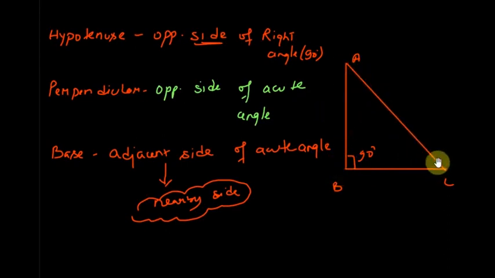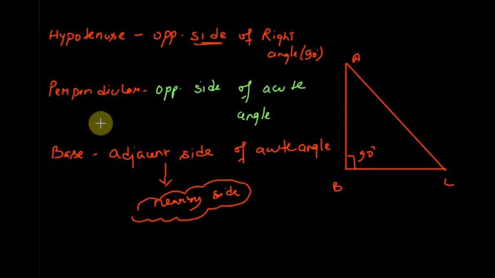What about the adjacent sides to angle C? The adjacent sides to angle C will be BC and AC. I hope you are clear. The opposite side of angle C will be AB, but the adjacent sides will be BC and AC. I hope this is clear. Now what does the definition say? The definition says adjacent side of the acute angle.